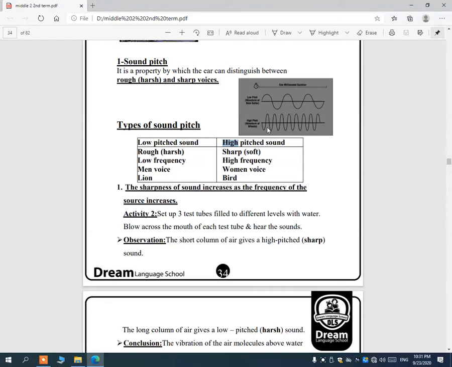Like here, in these waves, we have a high frequency, so it's a sharp sound. But this one is low frequency. The frequency here is less than the one there, so it has a low-pitched sound or rough sound.